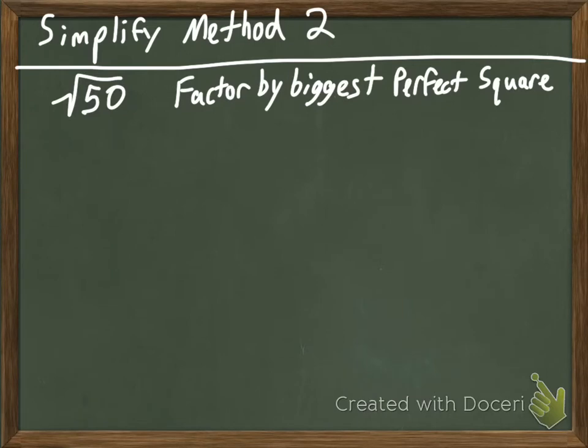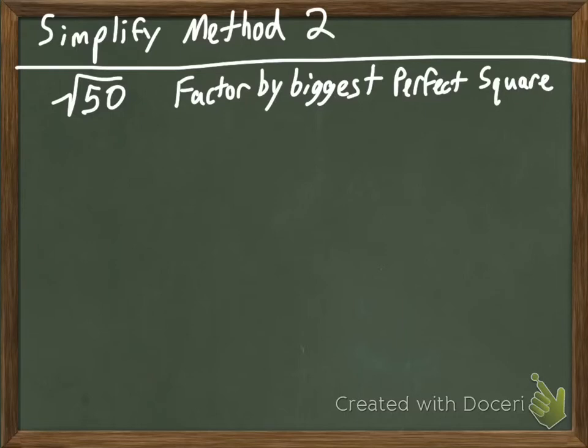Okay? The second method for simplification, I call it factoring by the biggest perfect square. What you're going to do is look at whatever it is and find the biggest perfect square that goes into it. As in, we'll divide it. So your 1, 4, 9, 16, 25, that's what we're looking to see can go in there.